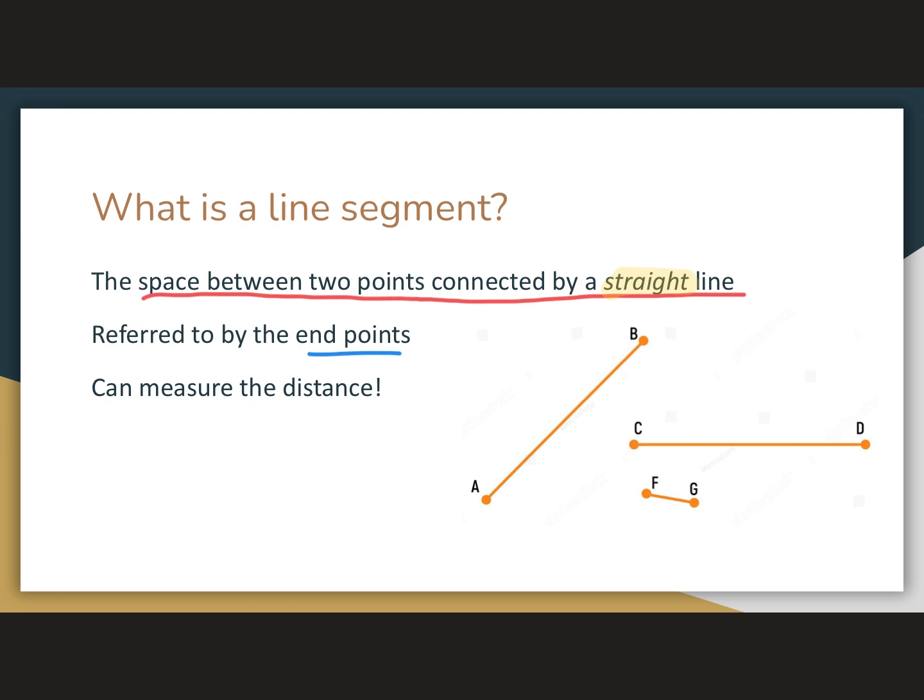So here I have line segment AB. I have line segment FG. And we can measure the distance. So I can measure how far it is between point A and point B. So we can measure how long a line segment is.